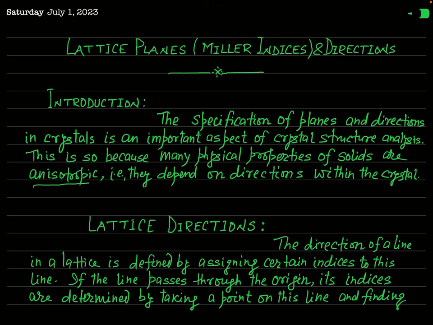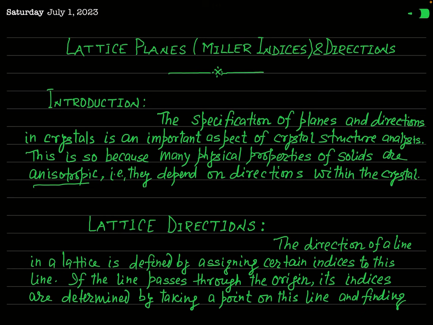Actually, you know, the specification of planes and directions in a crystal is a very important problem, because most of the physical properties of a crystal depend on directions. It means the property is different in different directions. In other words, you say that most of the physical properties of solids or crystals are anisotropic. And so it becomes very important to define the different directions in a crystal, so that we can discuss the different anisotropic properties of a crystal.